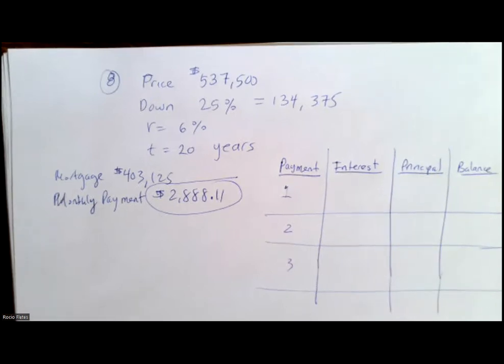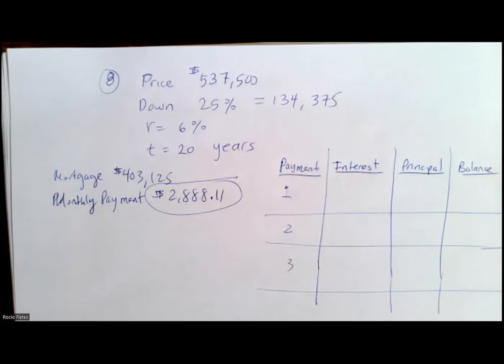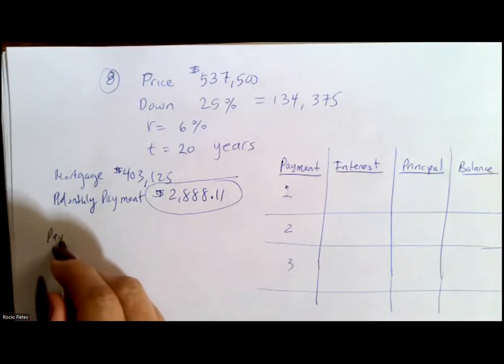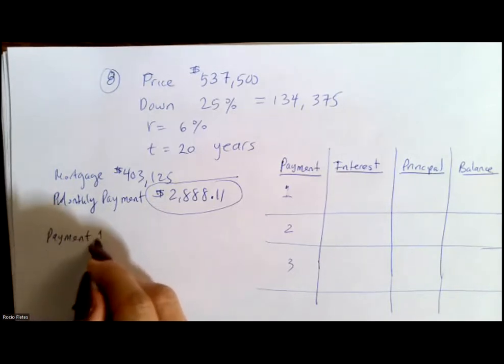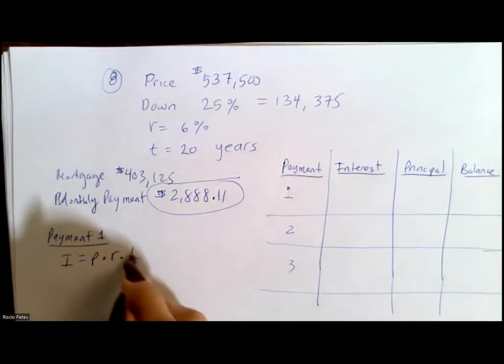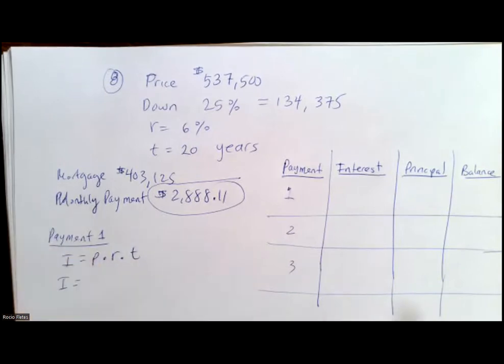And so we're going to start with the interest rate of 6%. First we have to figure out the interest part. So the interest for the first payment, I would call it payment 1, we're going to use the formula I equals PRT, where I is the total interest.